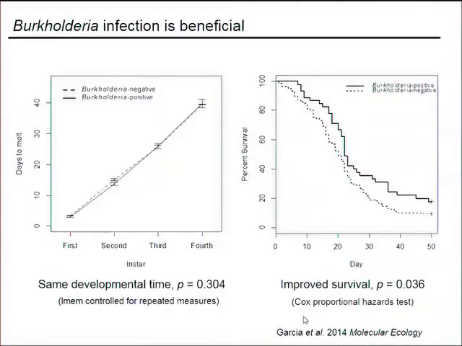And what we saw was nearly identical development time in both Burkholderia positive and Burkholderia negative insects, but when insects had Burkholderia, they did have improved survival, which can be a big deal if you're a bug that only lives a couple of months and can only reproduce for a few weeks of that. So Burkholderia is definitely beneficial to at least one host that we looked into in this environment. We still don't know much about the symbiont, whether they get a benefit or not, and I'll talk a little bit more about that at the end.